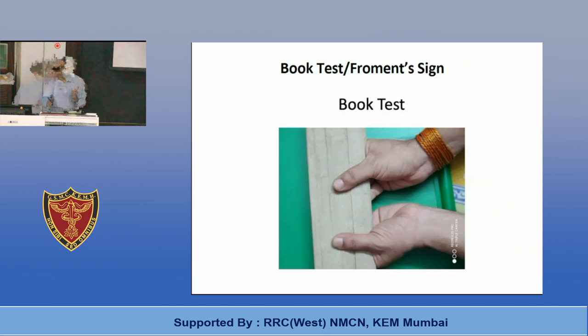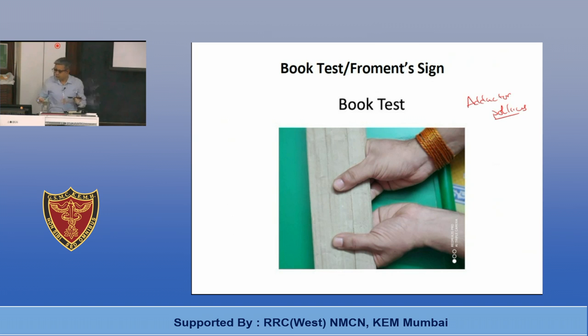Now, what is Froment sign or book test? This is done for the adductor pollicis. We ask the person to hold the book with adduction in this way. You have to show the person that you have to hold the book this way. If the adductor pollicis is paralyzed, how will the person hold? He uses the flexor pollicis longus. That limb is flexed, means he is like this way.